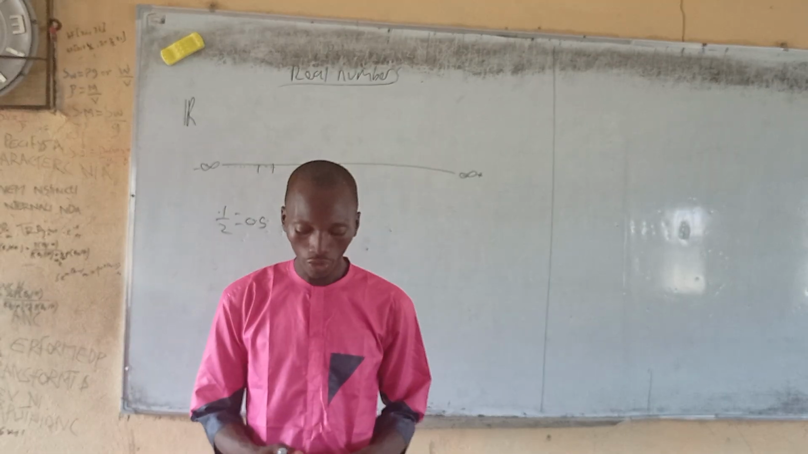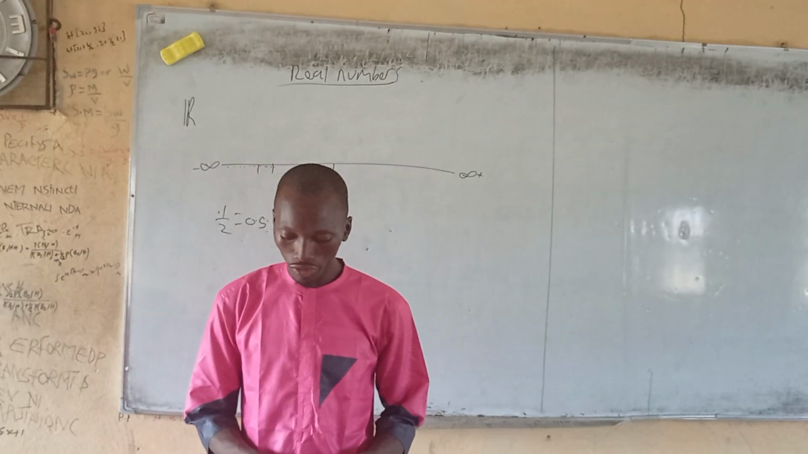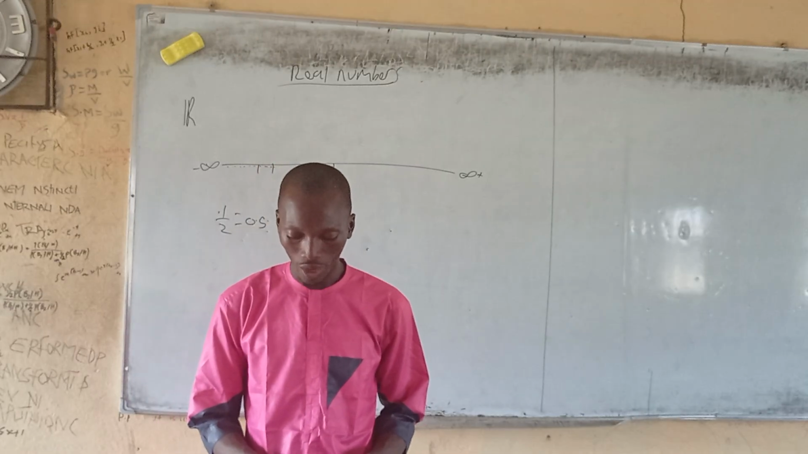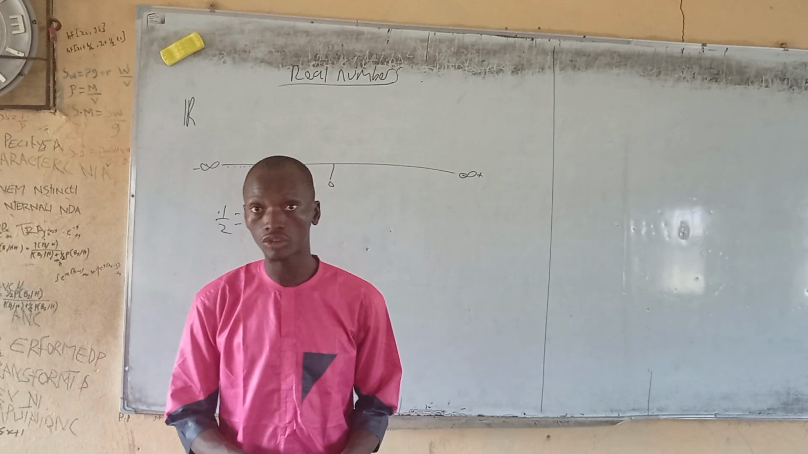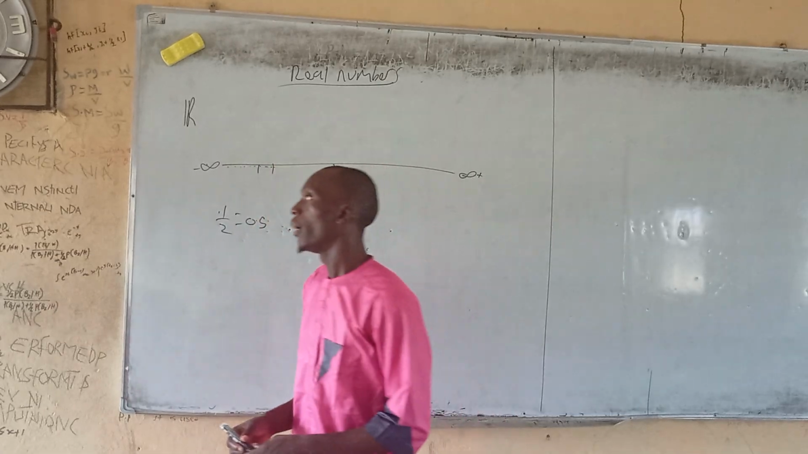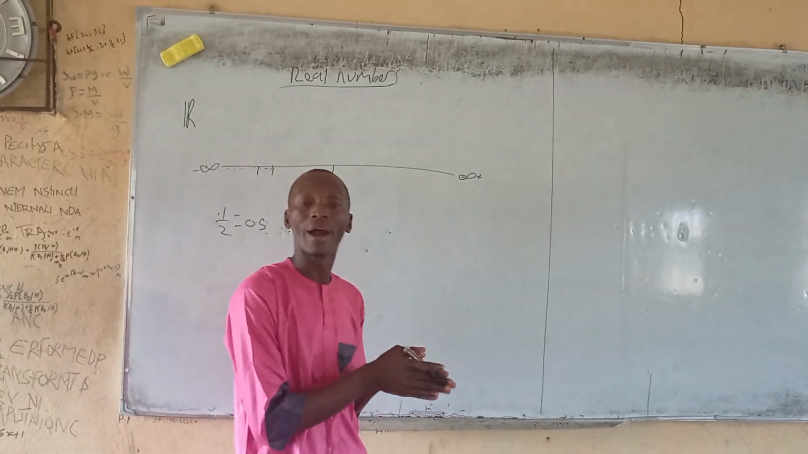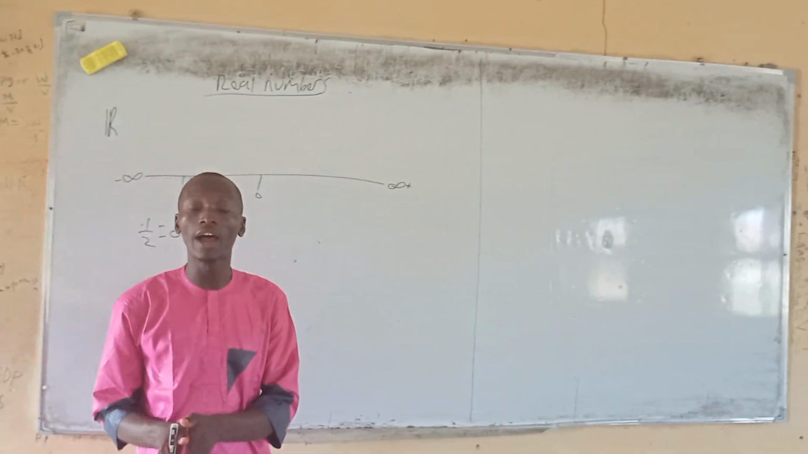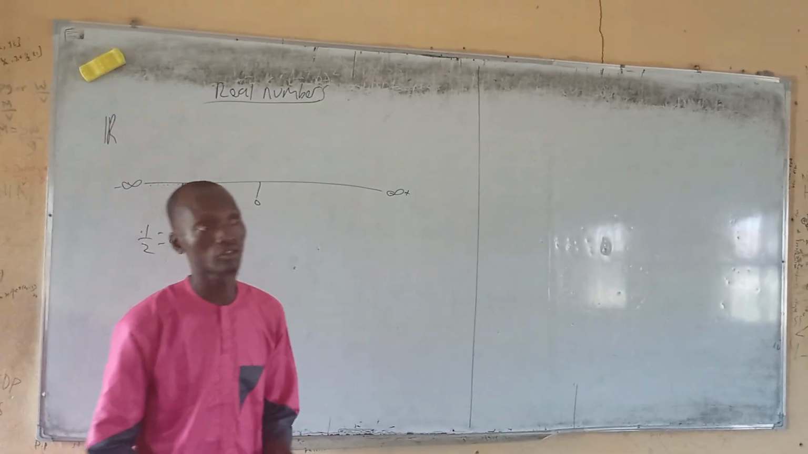Now, for the algebraic properties, these properties affirm that real numbers are amenable to arithmetic operations: addition, subtraction, multiplication, and division. What does this mean? It means that if you add two real numbers together, you get another real number. If you multiply two real numbers, you get another real number. If you subtract two real numbers, you get another real number.